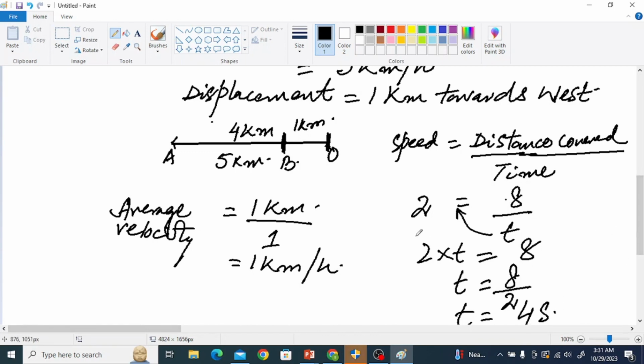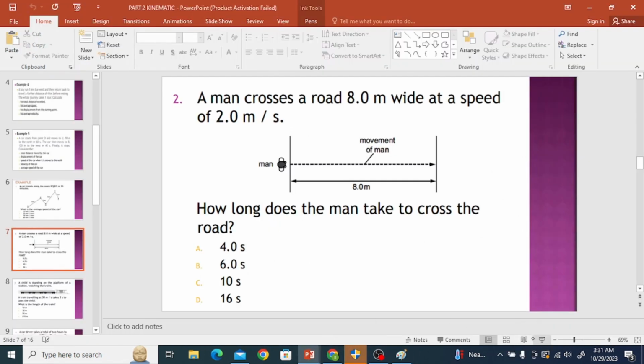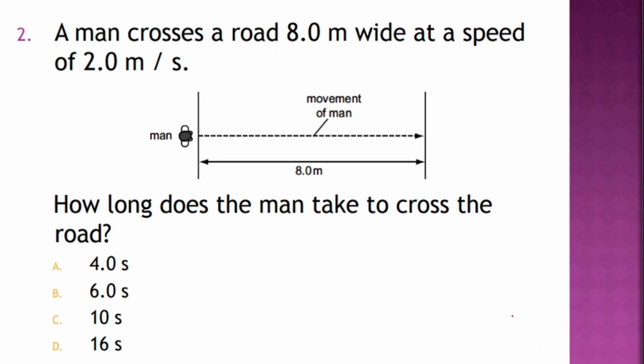So if the man is traveling at a speed of 2 meter per second and he has to cross the road of 8 meter, then simply the time taken by him will be 4 seconds. So it was another simple question. I hope you can easily understand this. Okay, now moving to the next question. So the right option is A, that is 4 seconds.